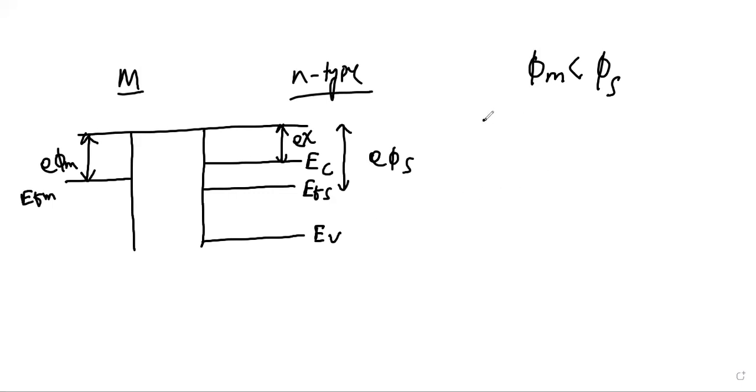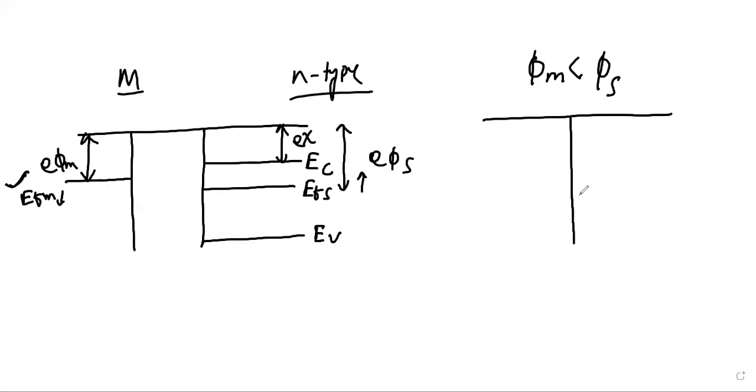And when you make a contact in between, what will happen? The Fermi energy level on the metal side is at a higher position. So electrons will move from the metal to the semiconductor side. So the semiconductor side will go up and the metal side will go a little down. So this way, thermal equilibrium will be achieved.